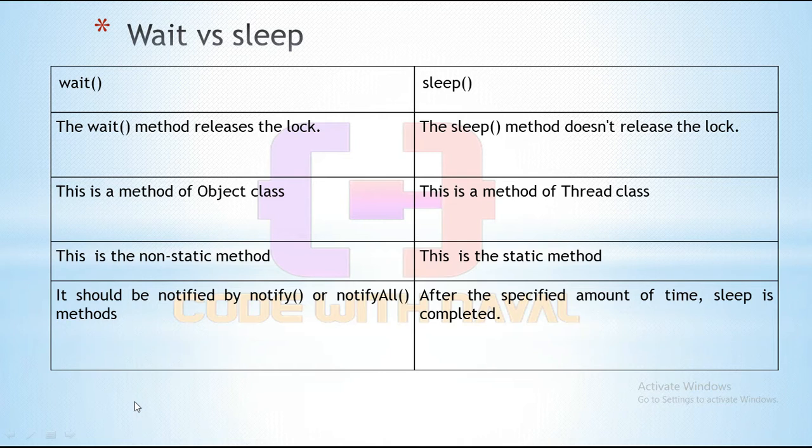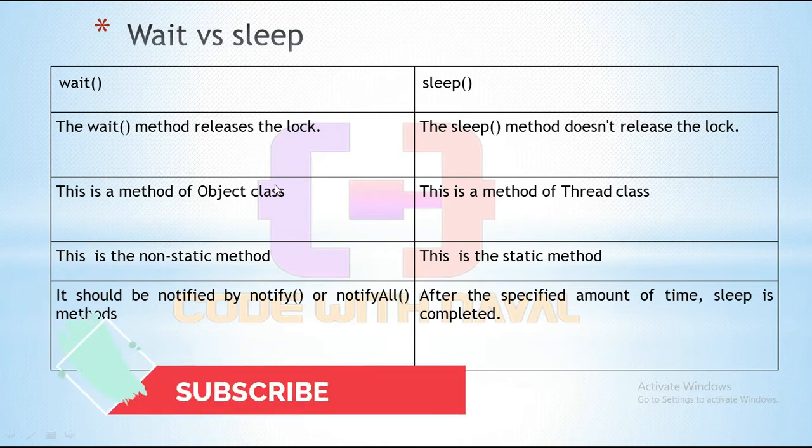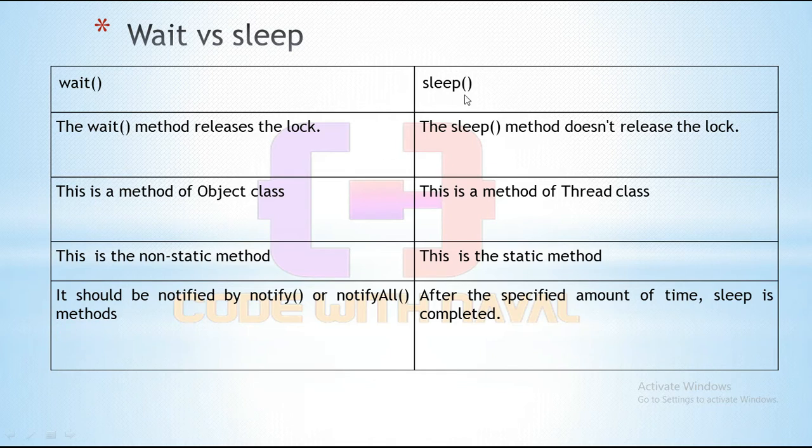The wait method is present inside the Object class, and the sleep method is present inside the Thread class. The wait method is a non-static method. The sleep method is a static method. The wait should be notified by the notify or notifyAll method. The wait continues until it gets a notification by the notify or notifyAll method.